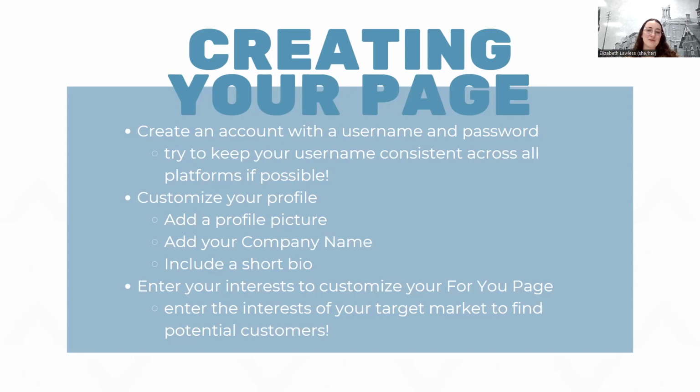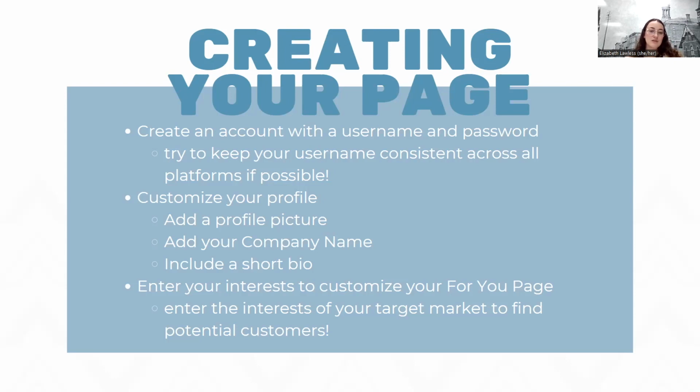So for example, ours is at South Grenville DSS on Facebook, Instagram, YouTube, and TikTok. So we've been able to keep it consistent. Obviously, if the name is taken on the app, you can change it a little bit, but try to keep your brand name consistent. You can customize your profile as well. Same with Instagram or Facebook, you're going to add a profile picture, you're going to add your business name, and you're going to include a short bio. I recommend adding maybe a sentence or so about your business, and then if you want to add a little bit about yourself as well, that's great too.